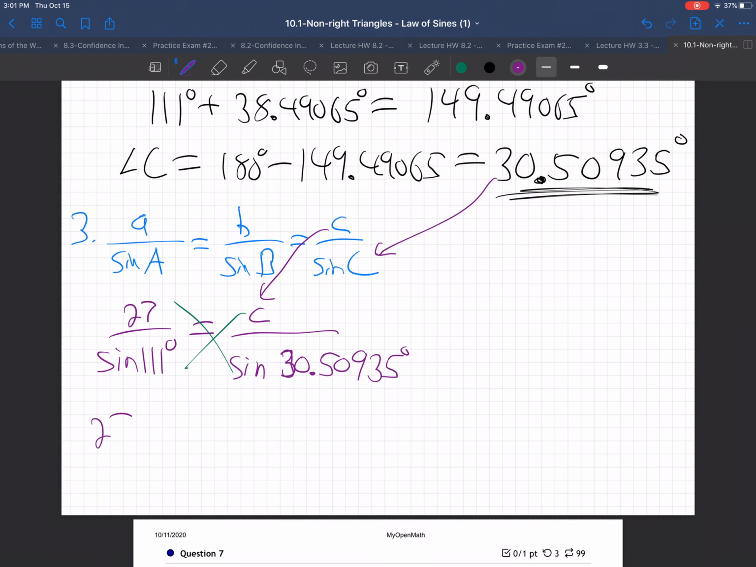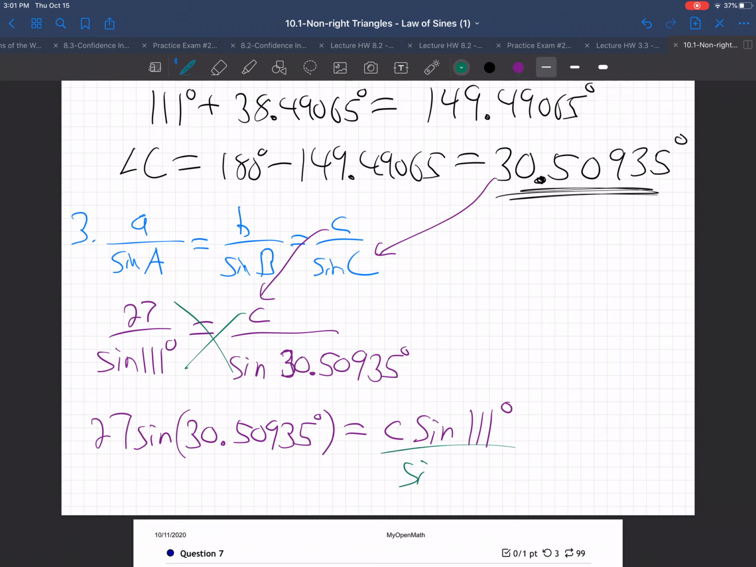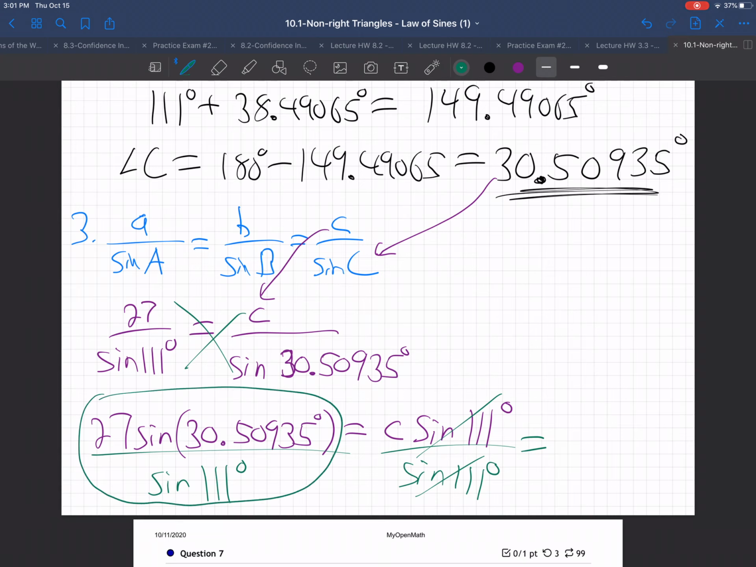So we get 27 sine of 30.50935 degrees is little c sine of 111 degrees. Last step, to get little c alone, divide by the sine of 111 degrees. Boom, boom. Little c is alone. Hit the buttons on your calculator, right? It's going to be all of this, because this is gone now. That'll be little c. I'm going to hit the buttons on my calculator.